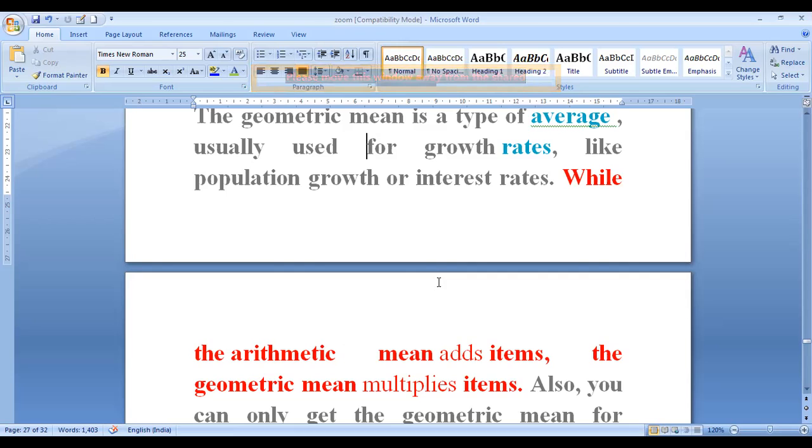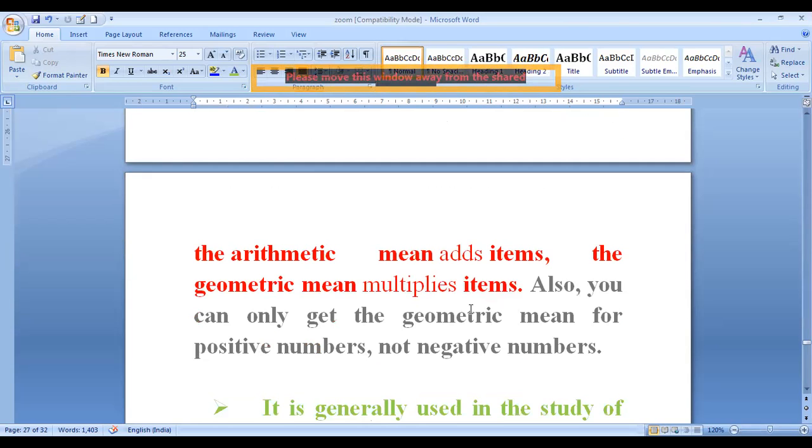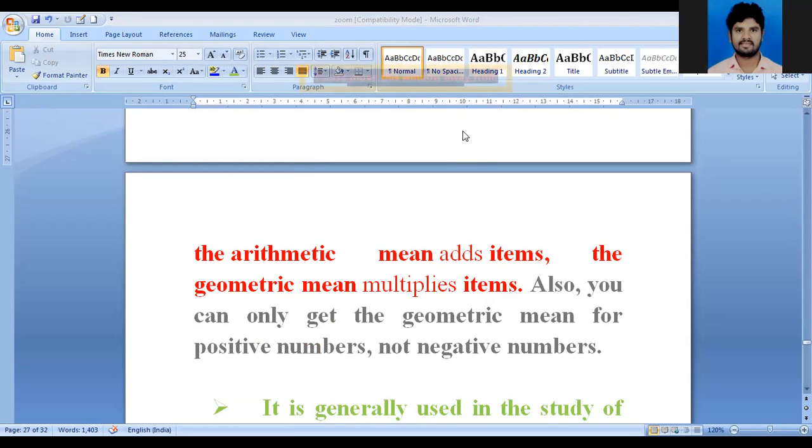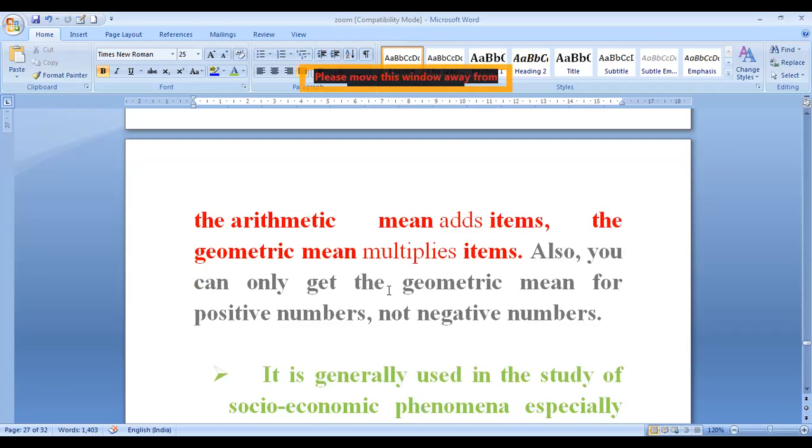In the arithmetic mean, we simply add all the values, whereas in the geometric mean we multiply all the values or items. And you can only get the geometric mean for positive numbers, not negative numbers. When calculating the geometric mean, it considers only positive values. When the values are negative, we cannot consider them. That is one thing about the geometric mean.